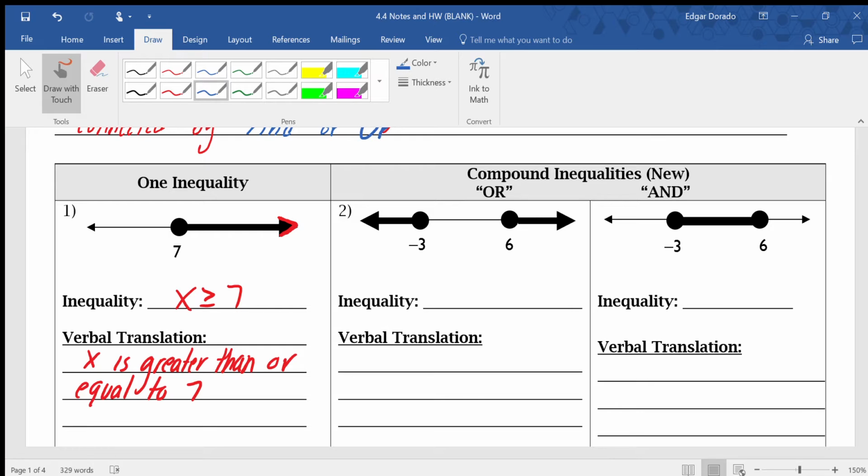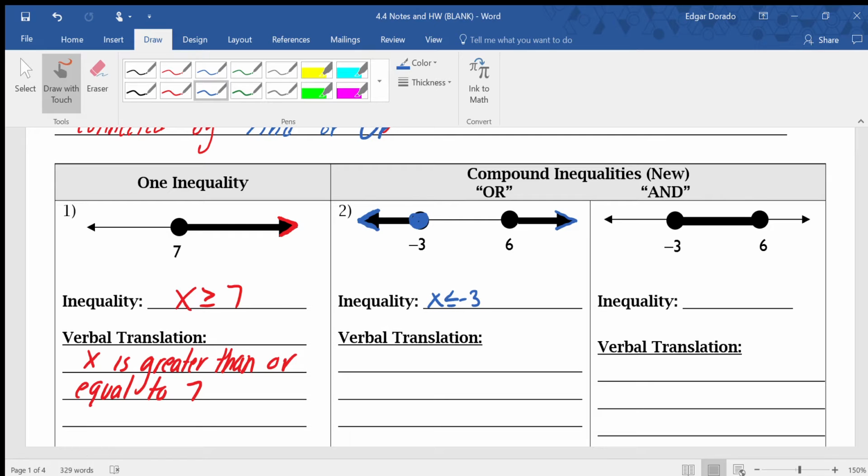So notice we are shading not only to the left of -3, but also to the right of +6. So again, start off with your X and your number. Now, what symbol do I use there? Well, I'm going to the left. I'm shading to the left. And notice the symbol I traced out here. That looks like a less than symbol. So it's less than, and because it's a closed circle here, I have to put the line underneath.